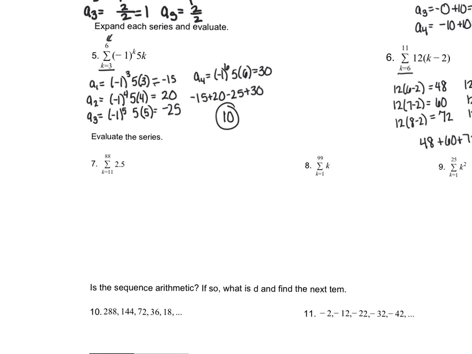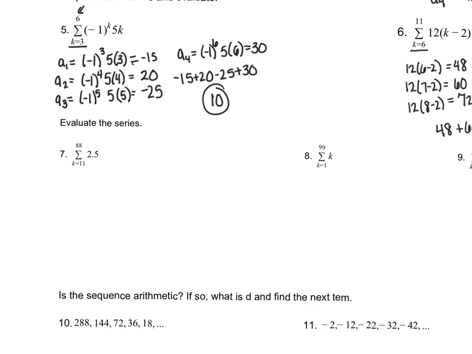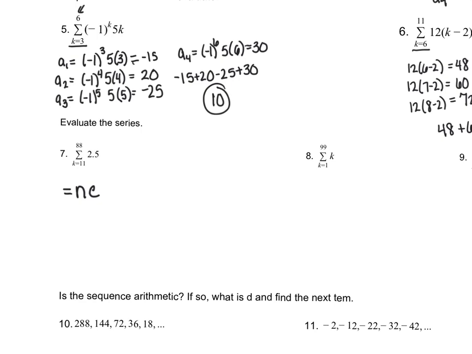Now if you look at the next one, we notice that those tricks can be used because we have a constant, a linear, and a quadratic. So the equation for this one is going to be n times c. Our number of terms, we're going to do 88 minus 11, which is 77, plus 1. So that's going to be 78 times 2.5, which is 195.